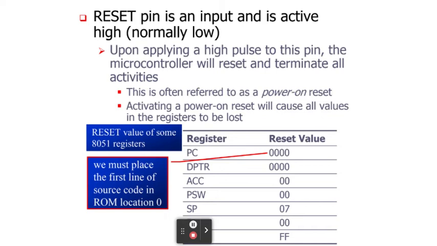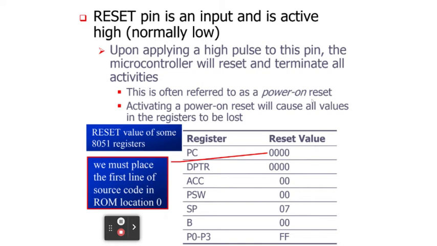Now, just to be clear, the reset pin is an input and is active high or normally low. And upon applying a high pulse to this pin, the microcontroller will reset and stop all activities. And we also call it power on reset. And this will activate a power on reset that will cause all values in the registers to be erased or lost. For example, in this table, you will see the registers and their reset values.